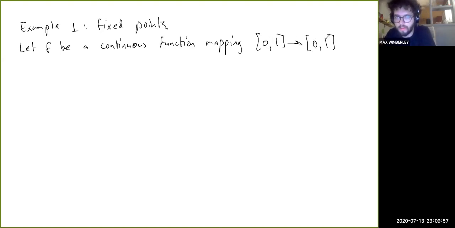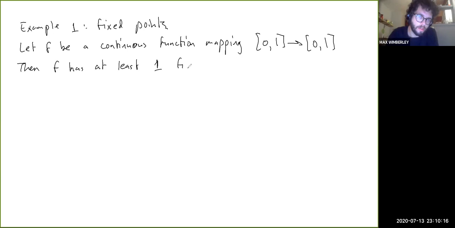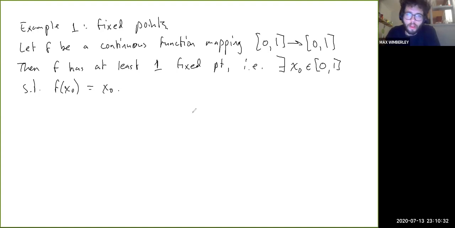It doesn't necessarily hit all these values, of course, because we haven't said anything about f being onto or surjective or whatever, but all of the values of f have to be in this interval, okay? Then f has at least one fixed point, i.e. there exists x naught in 0, 1 such that f of x naught equals x naught, okay? So graphically, and I actually encourage you to think about this yourself before looking. I mean, maybe you already read the textbook, but if you haven't, give yourself a chance to actually think about this, because it could be healthy. How could you use the intermediate value theorem to prove this, basically?